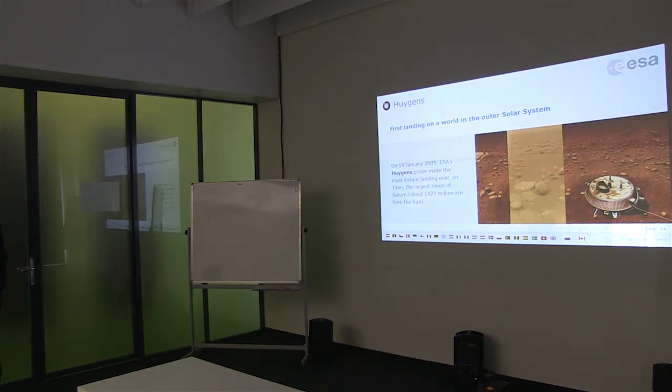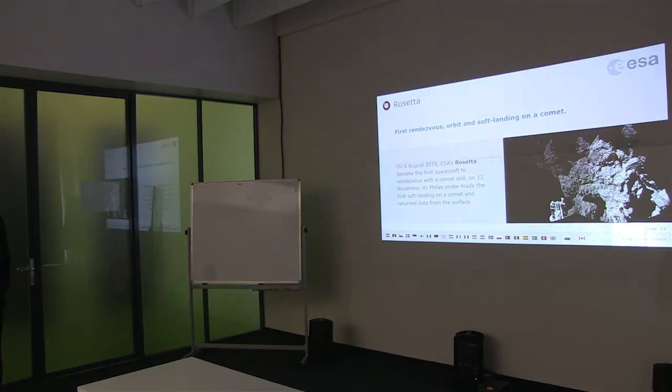We've landed on Titan, which is a moon of Saturn, and I think your colleague is working with some of the scientists that are working over there, and that's one of our records of being furthest from Earth, and of course we landed on the comets with Philae.